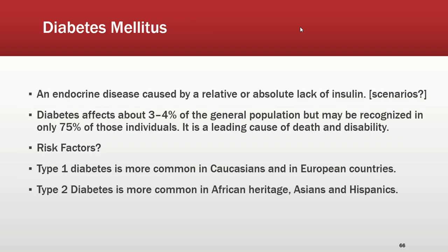Now, diabetes affects about 3 to 4% of the general population, but only 75% of those individuals can be detected. For example, we can see it in up to 2 or 3% of the population, but the remaining 1% we cannot know. It is found incidentally on tests, once the patient comes for routine tests and you find that he has high blood glucose.